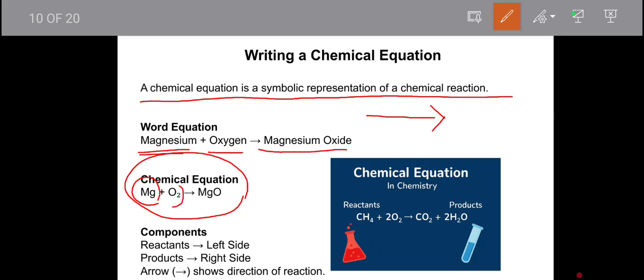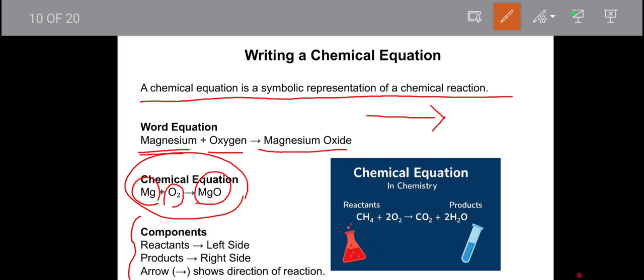Okay, so O2 will be giving what? Magnesium oxide, MgO. You are also familiar with writing the chemical formula, which we have studied in your earlier class, right? So this is how we will be representing what? Chemical equation. So these are the components of a chemical equation.